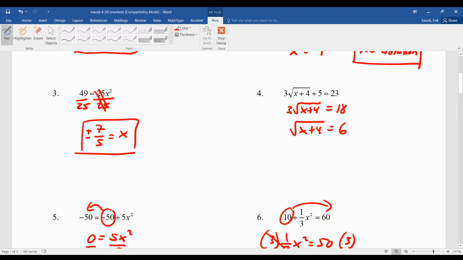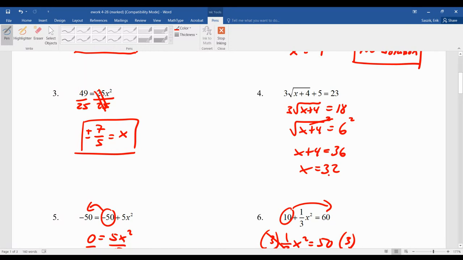Now, I hope you remember, it's not that long ago we did this. Here we want to get rid of the square root sign, so we would square both sides. That cancels that square root sign out, so you get x plus 4 equals 36. Subtract the 4, and you get x equals 32. On these problems, remember, you have to check it.